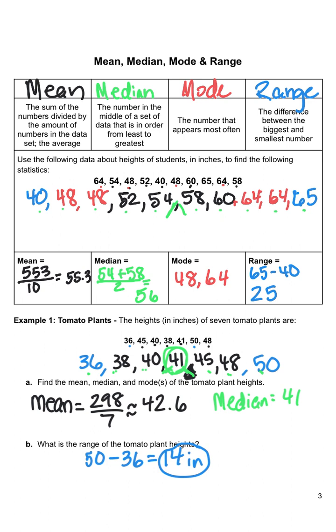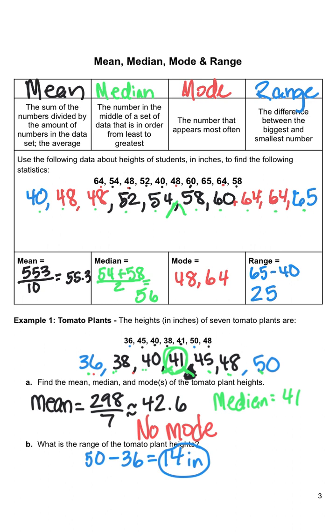And then I look for the mode. Well, since none of these numbers occur more than once, in this data set there is no mode. So you could have 1 mode, you could have 2 modes, you could have no mode, you could have 4 modes, whatever. You just look for the numbers that occur the most often. If you don't have any that occur more than once, then you don't have a mode.